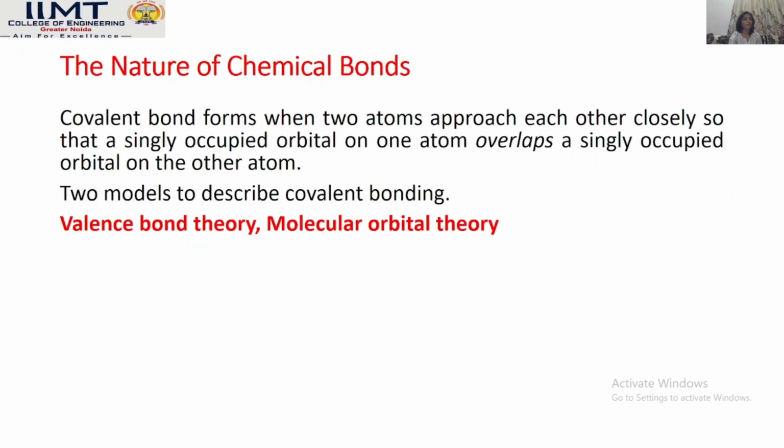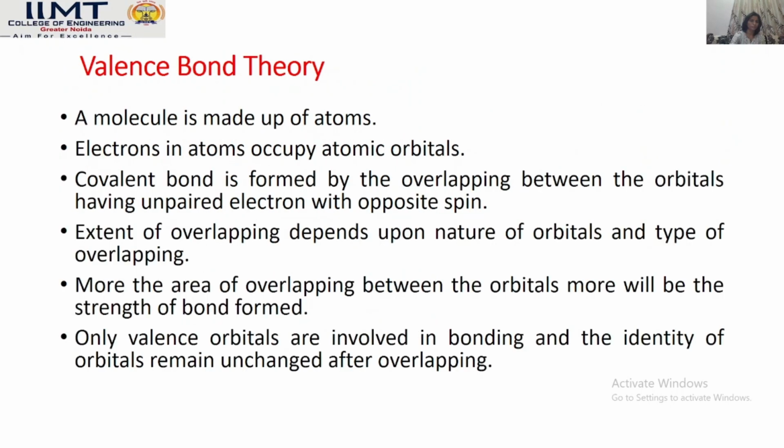The nature of chemical bonds. A covalent bond forms when two atoms approach each other closely so that a singly occupied orbital on one atom overlaps a singly occupied orbital on the other atom, as shown in figure. Two models to describe covalent bonding are valence bond theory and molecular orbital theory.